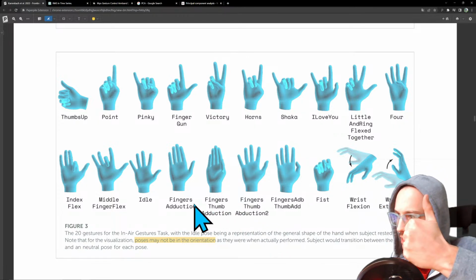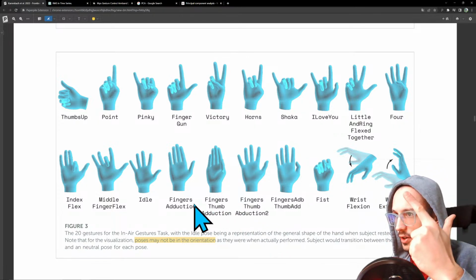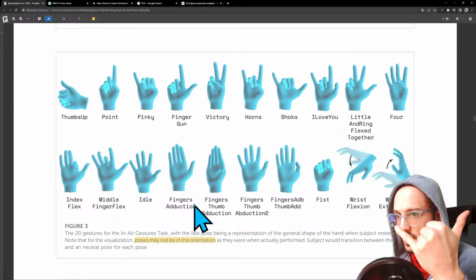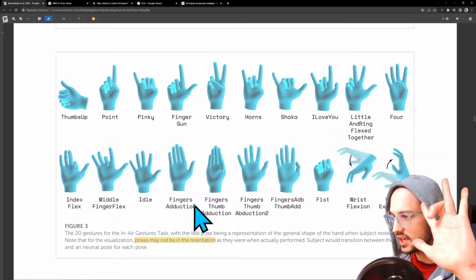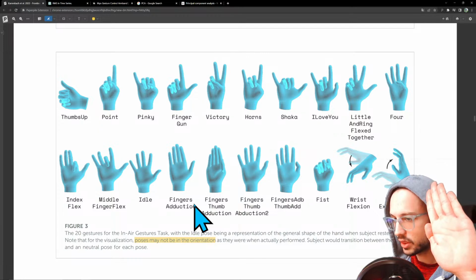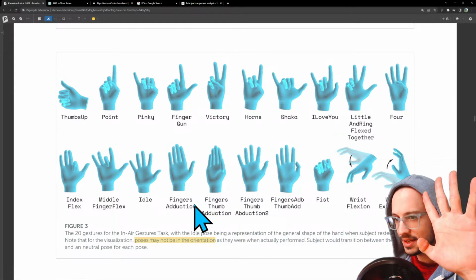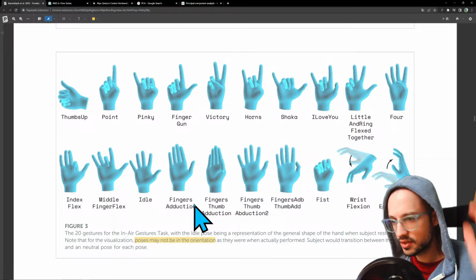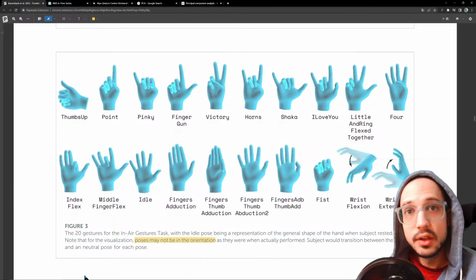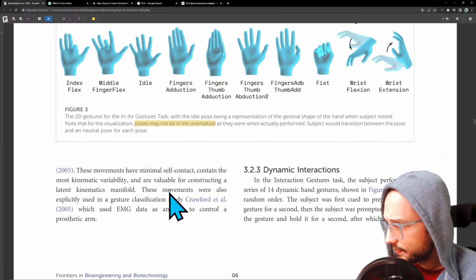Thumbs up, you have point, you have pinky, finger gun, victory, horns, shaka, I love you, little ring, 4, index flex, middle finger flex, idle, finger abduction, finger adduction, thumb adduction, finger abduction 2, thumb abduction, fist, wrist, wrist. Go. Pass the test.